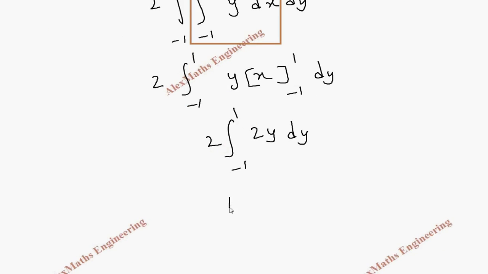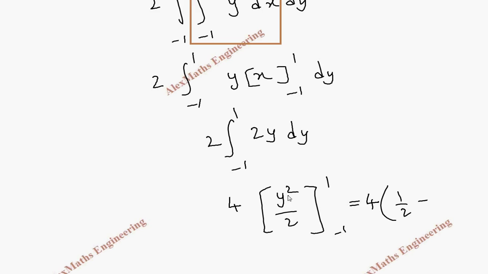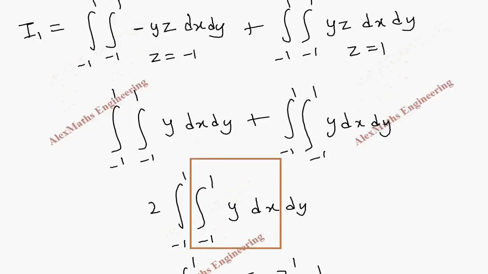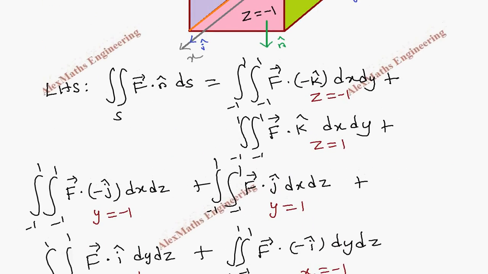Now this is 4y square by 2, and the limit is from minus 1 to 1, so it is 1 by 2 minus of, when I square it becomes plus 1, so again 1 by 2. So finally this answer is 0. In the same way we are going to take the next two terms as I2.